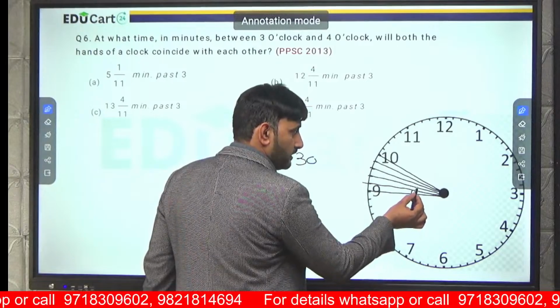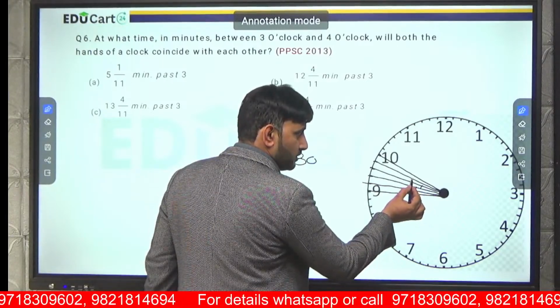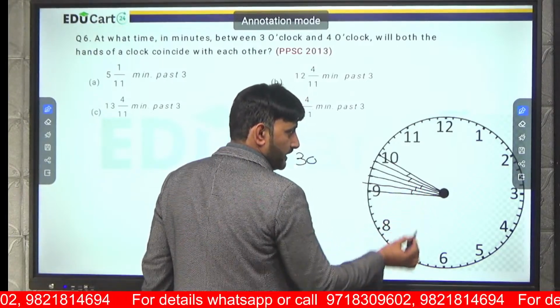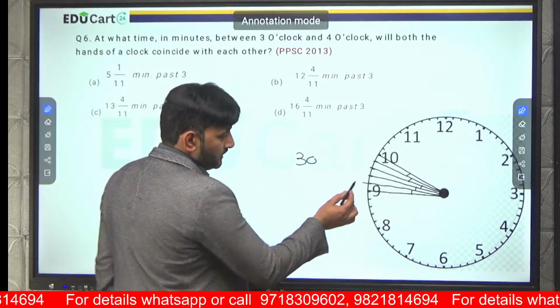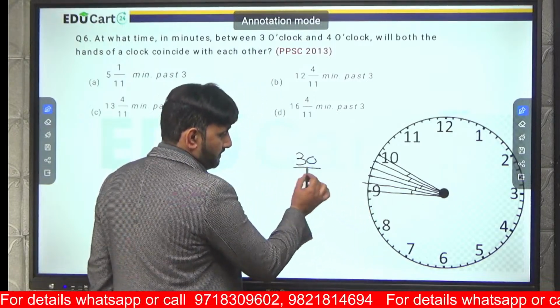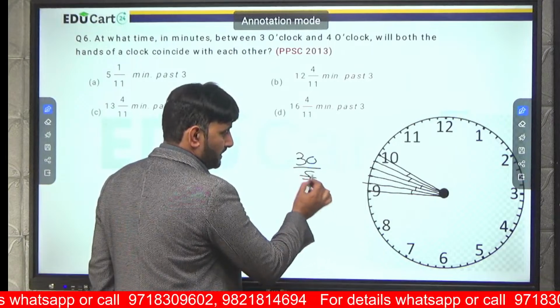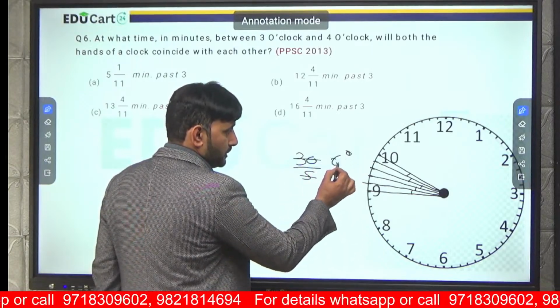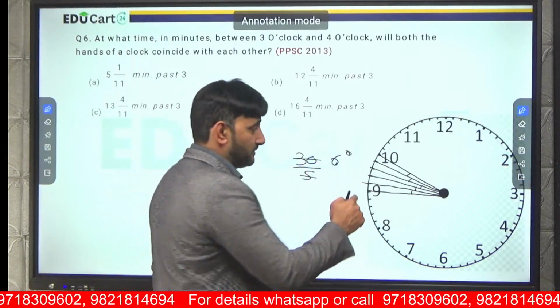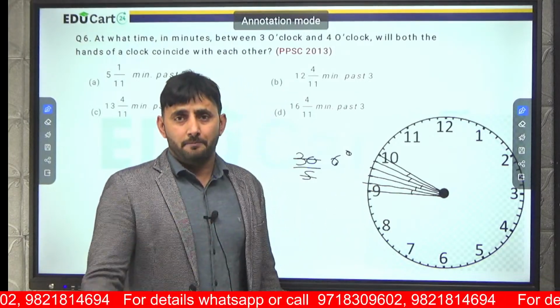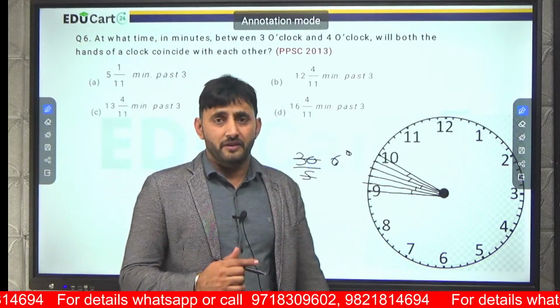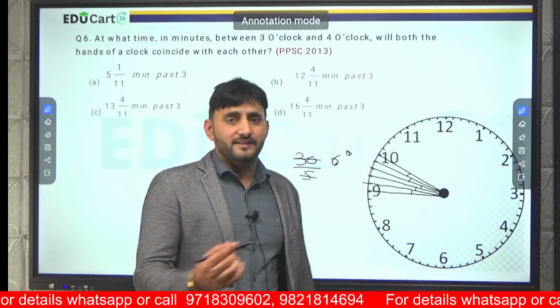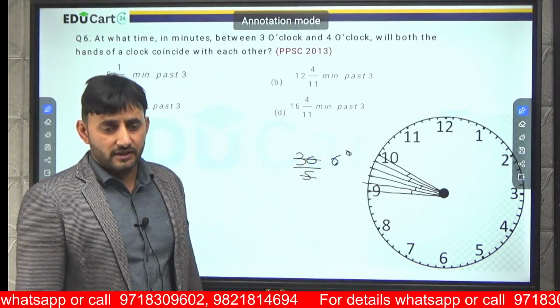What is the angle between these consecutive markings? It has to be 6 degree because this is 1 minute. 5 minutes is 30 degrees, so 1 minute will be 6 degree. So the consecutive minutes divisions are 6 degree apart. There is a gap of 6 degree between every consecutive minutes marking. I hope it is clear.